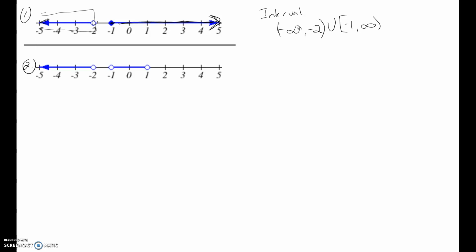Okay, now with the inequality notation, remember, we're going to let x be any number in here. x be any number in here. So this means x is greater than or equal to -1. That means the same thing, right? From -1 to infinity means the same thing as x greater than or equal to -1.